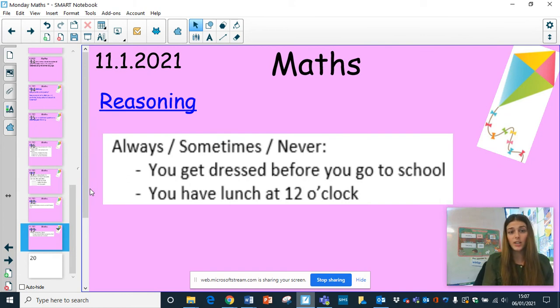And another reasoning question, you need to answer either always, sometimes, or never. So you get dressed before you go to school. Do you do that always, sometimes, or never? And you have lunch at 12 o'clock. Is that again, always, sometimes, or never? Okay. Now these are questions that you can discuss with an adult or someone at home. If you need support, that's absolutely fine.